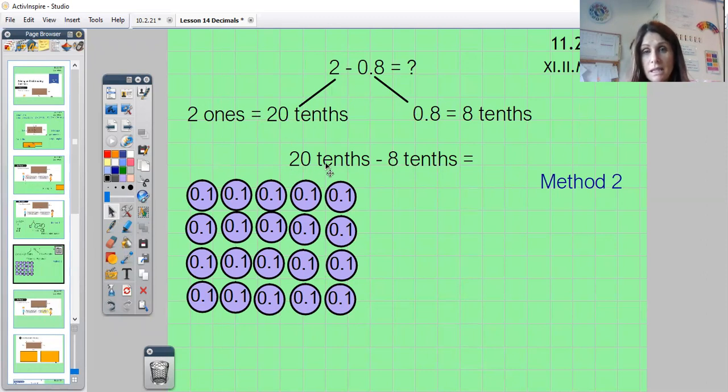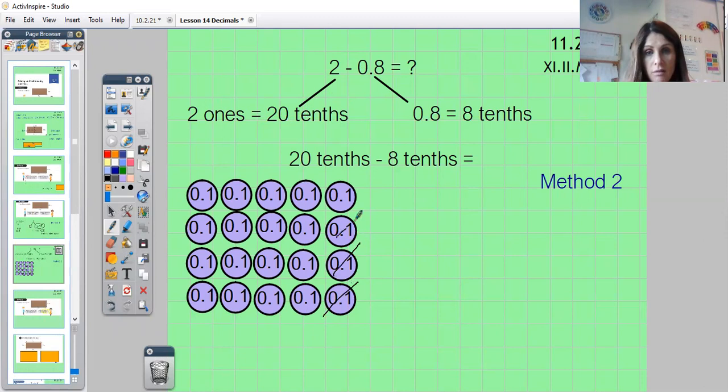So we've actually got 20 tenths take away 8 tenths. Now I've drawn some place value counters here. You could have a go with anything that you've got at home, stones, whatever. Put 20 stones out and each of them is worth 0.1. And then all you're going to do is take away 8 of them. So let's do it together.